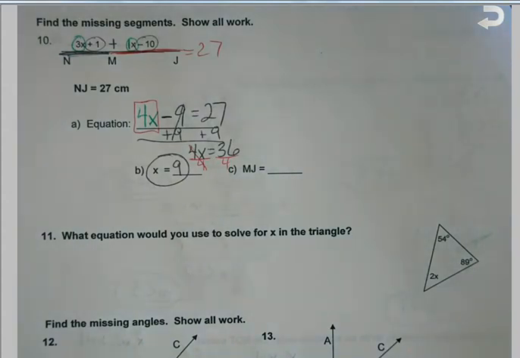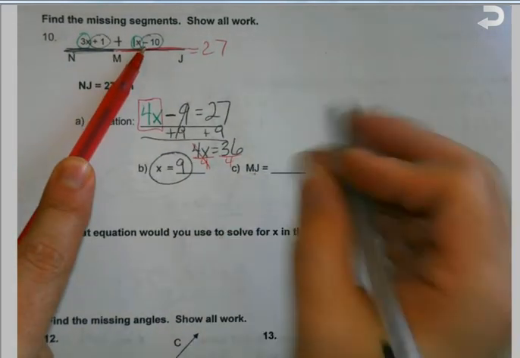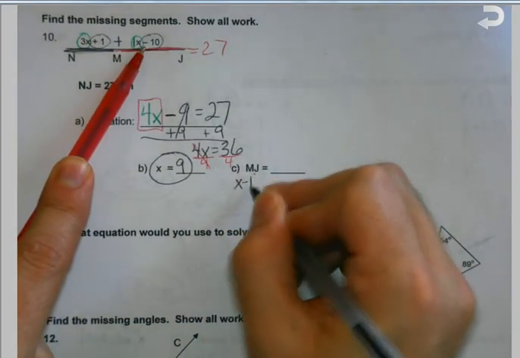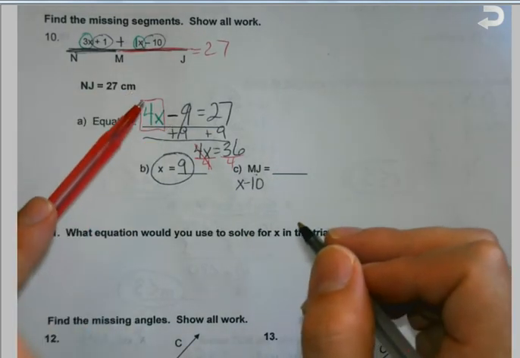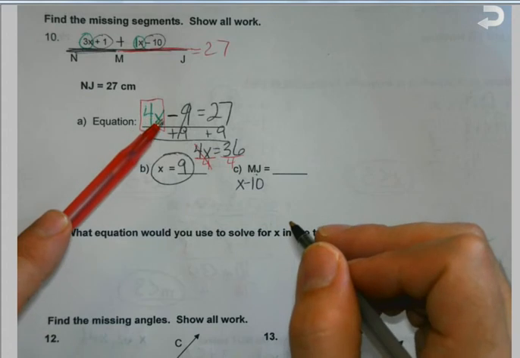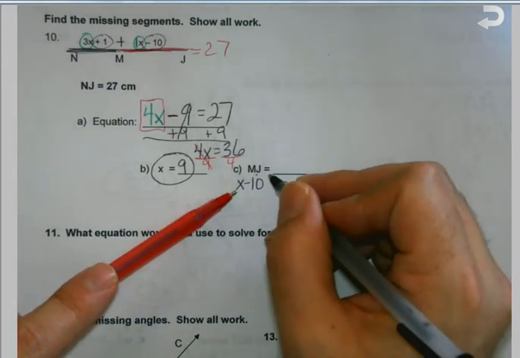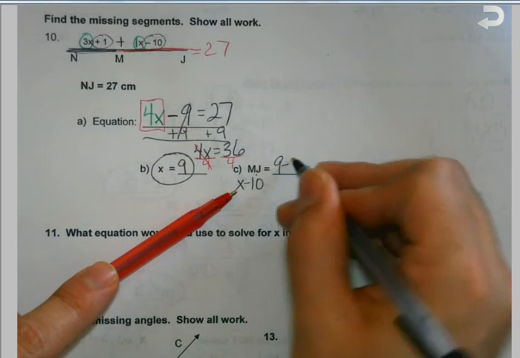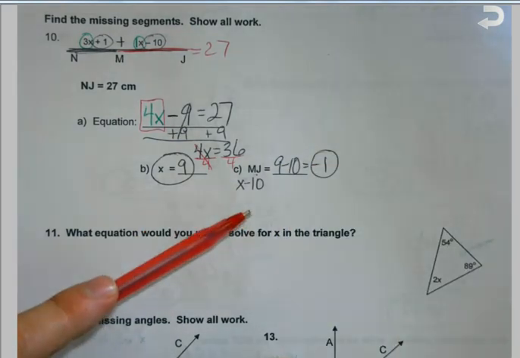Okay, but again, I'm not quite done. It wants me to find what MJ is, which is this part. So if MJ's equation is x minus 10, what? That wasn't well set up. Oh well. So you're like, wait a minute, that'd be 9 minus 10. That'd be -1. Normally that would be cause for concern, but I think what Mr.